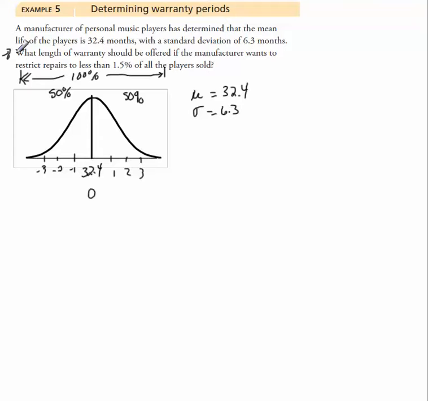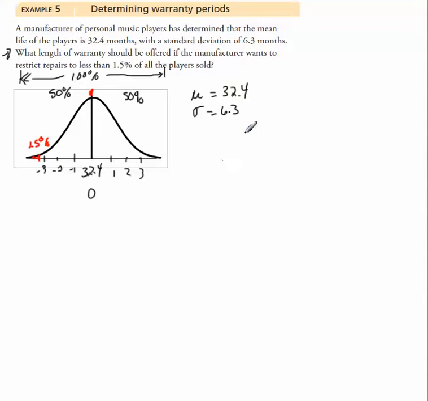The question asks, what length of warranty should be offered if the manufacturer wants to restrict repairs to less than 1.5% of all players sold? So the manufacturer is having a warranty that's going to leave a lot of people out. It's only going to cover 1.5% of all the players sold. Now that 1.5%, remember, this is the 50% mark right here. 1.5% would probably represent the players down in this region here. So a very small portion of the players will get covered.